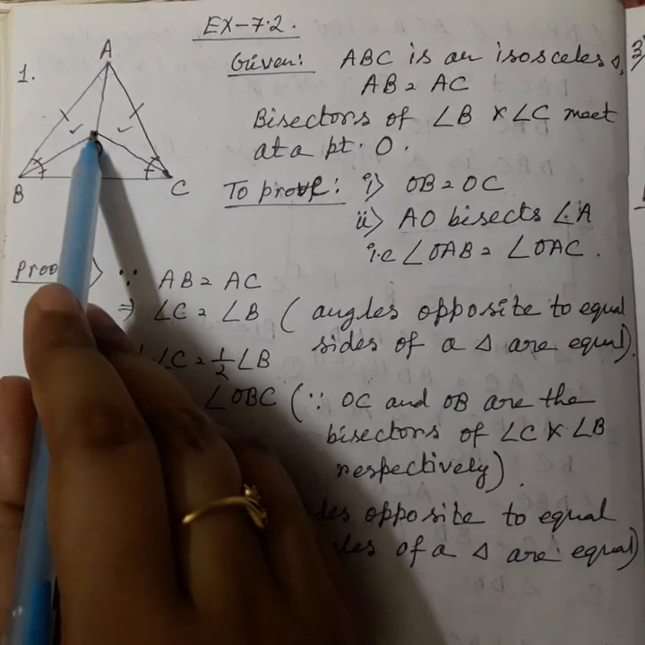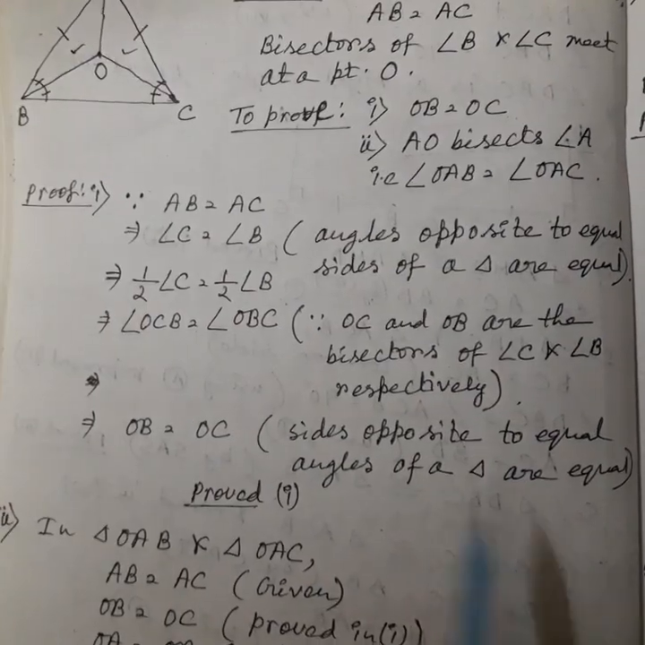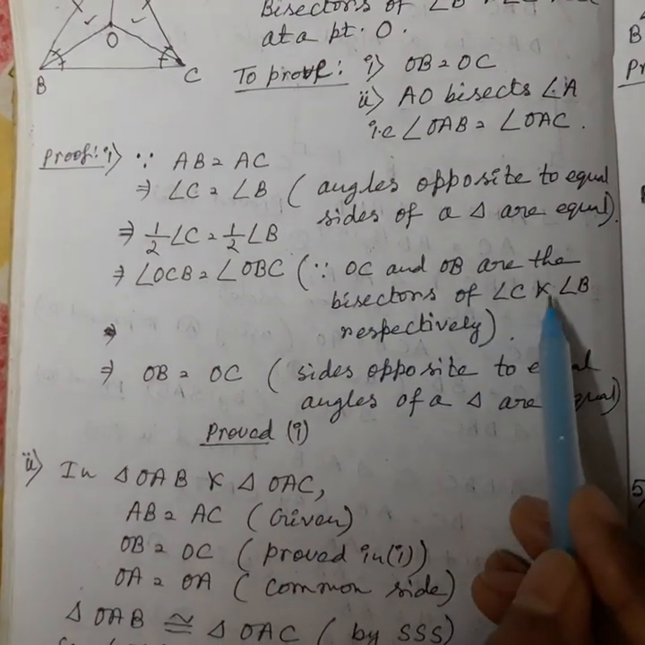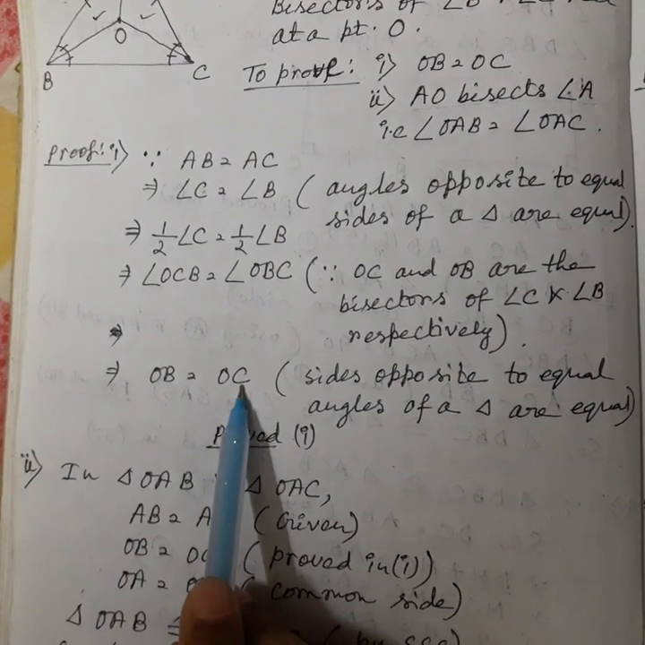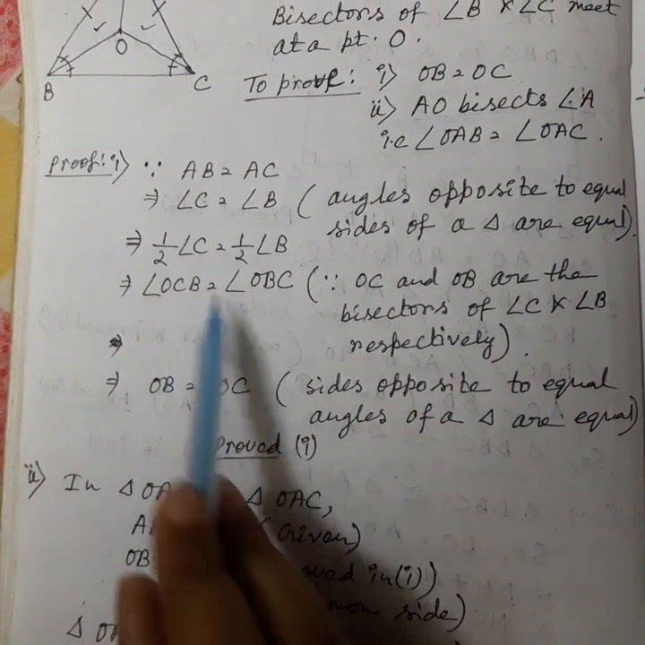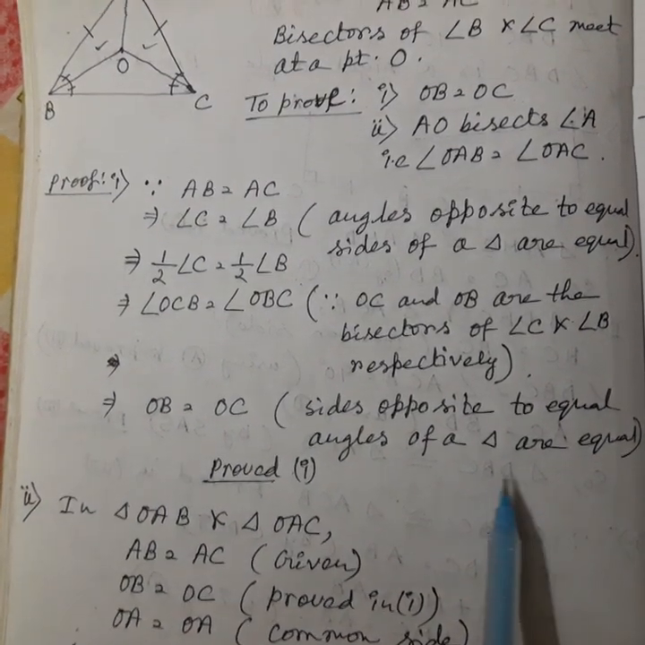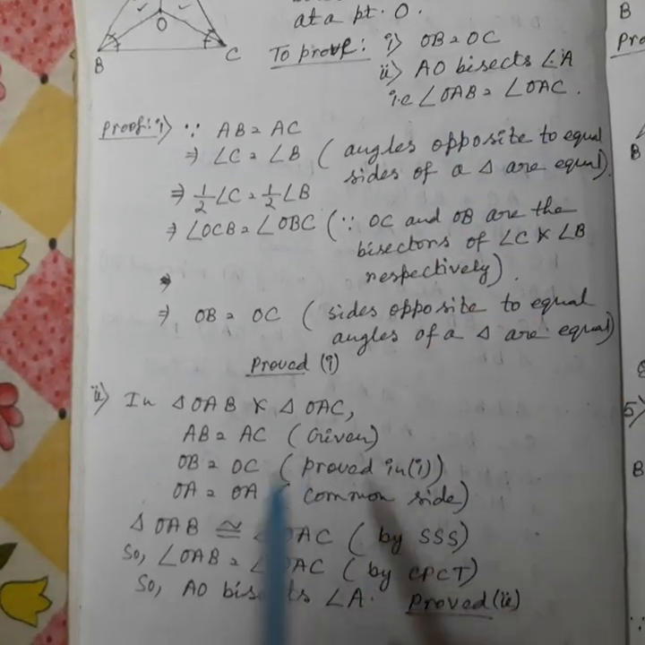Now if angle OCB is equal to angle OBC, we can write it. What is the reason? OC and OB are the bisectors of angle C and angle B respectively. So OB is equal to OC we can write, because sides opposite to equal angles are also equal. In that way we can do it. And number 2: we have to prove these two angles are equal.